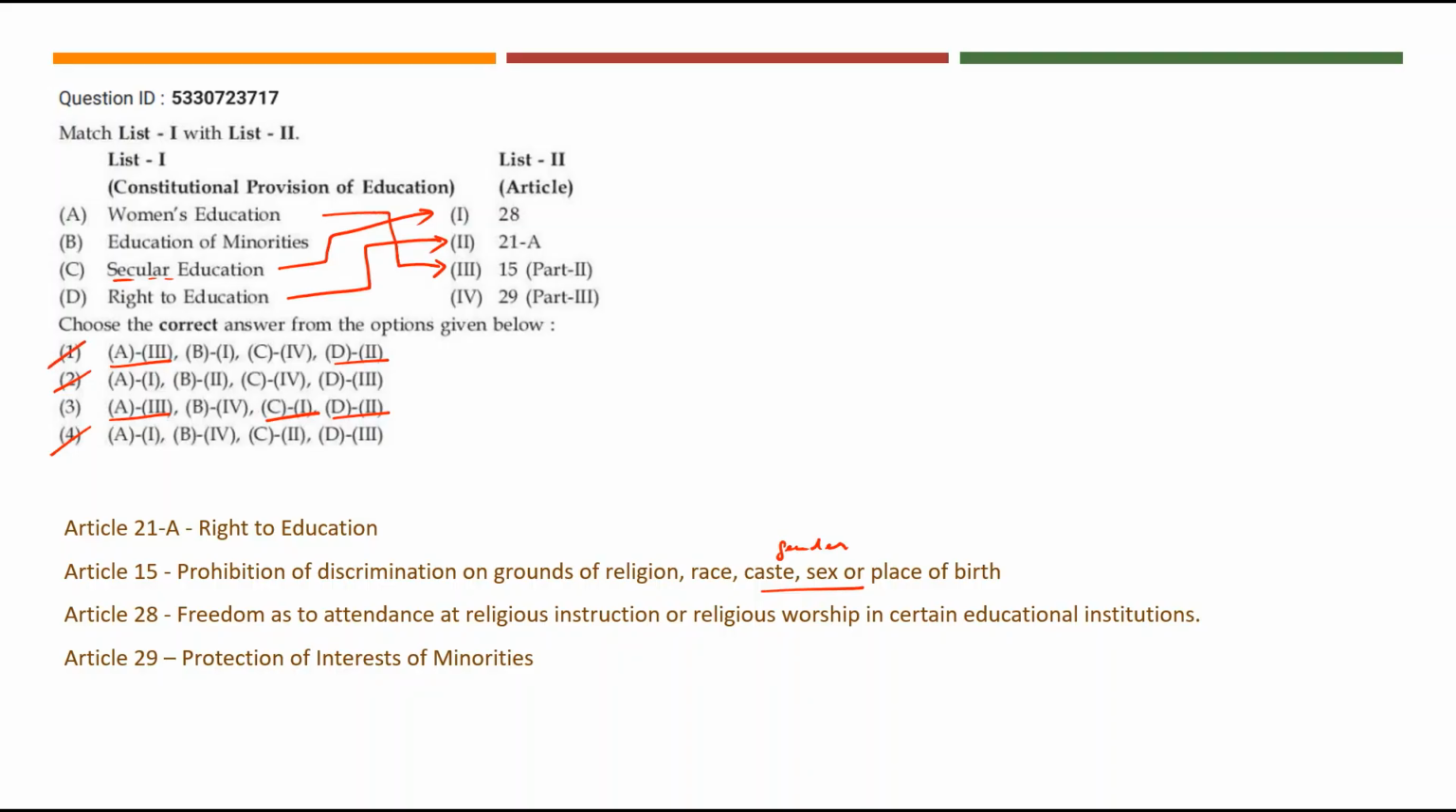What about Article 29? Protection of interest of minorities. So we will map education of minorities to 4 Article 29 Part 3. So B is mapping to 4. Option number 3 will be the right answer.